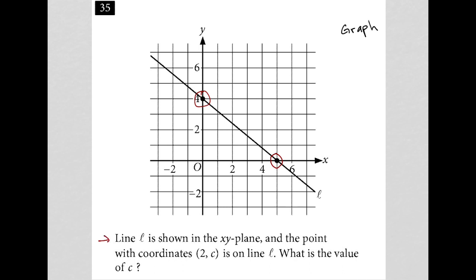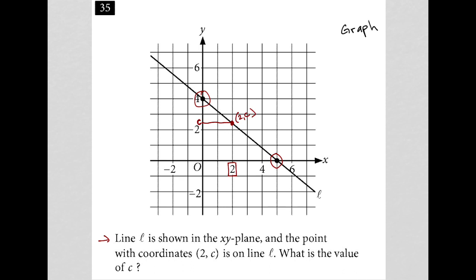The question goes on to say, line L is shown in the xy plane and the point with coordinates 2, c. So 2, c would have to be right here, right? Because that's where x is 2. So c, whatever it is there for this to be 2, c. The point with coordinates 2, c is on line L. What is the value of c?